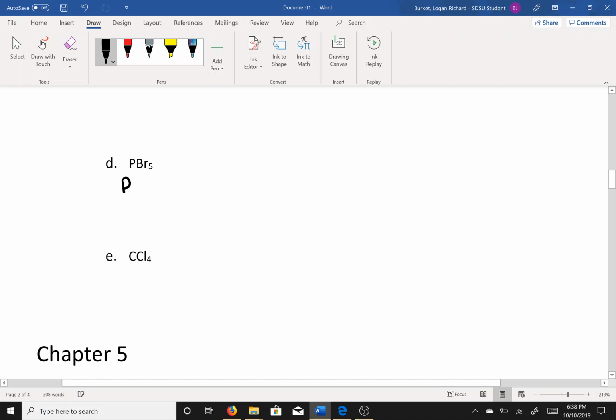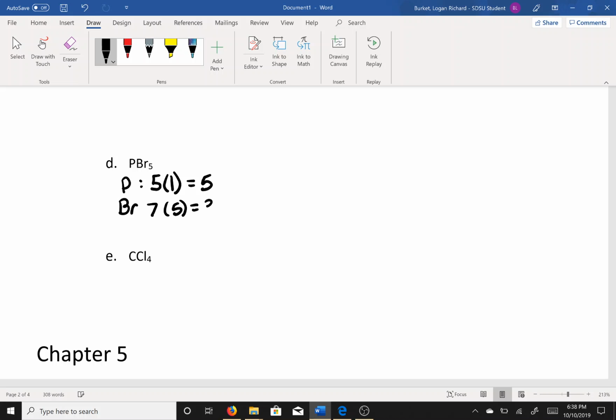So I'm going to go, sorry, that's not how you write Br. So then P has 5 valence electrons. There's only 1 in the molecule, so that's a total of 5 electrons. Br has 7 valence electrons. There's 5 of them, so that's going to be 35. So that's a total of 40 electrons.